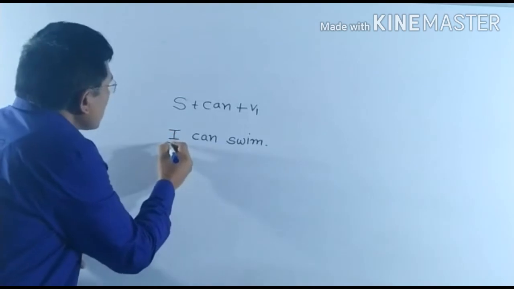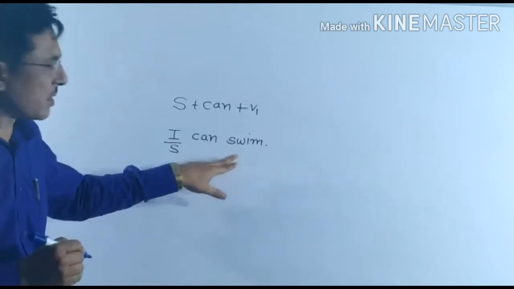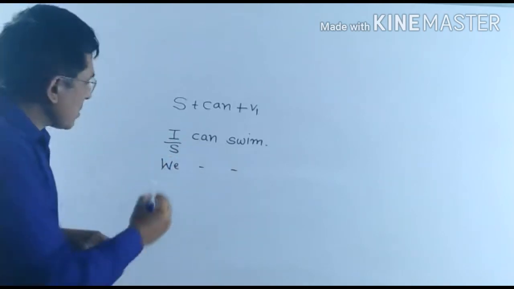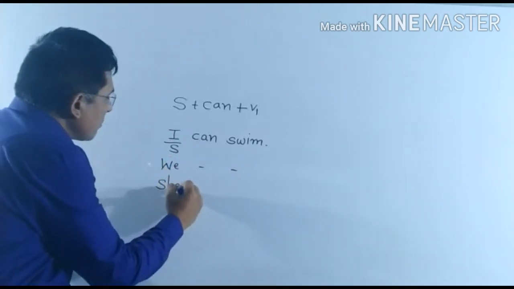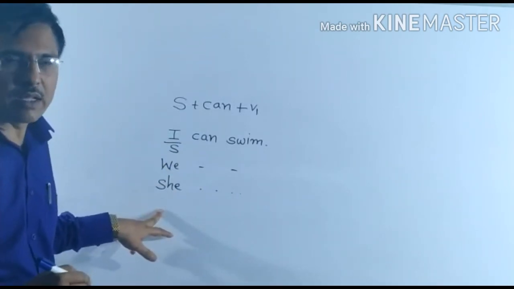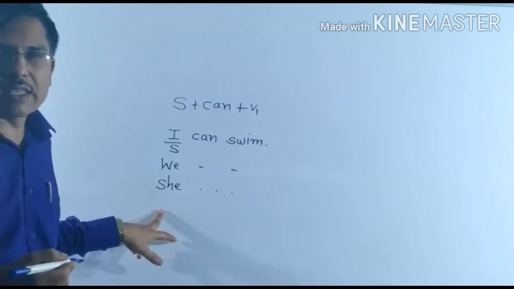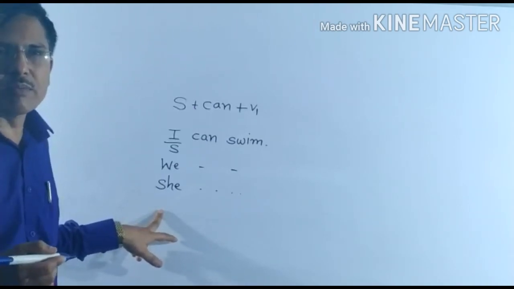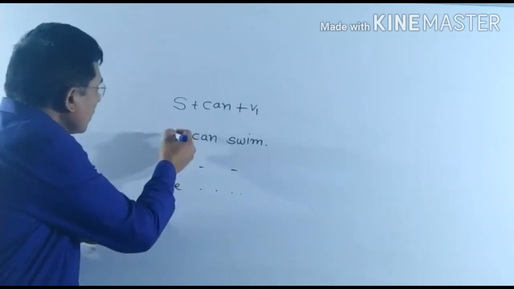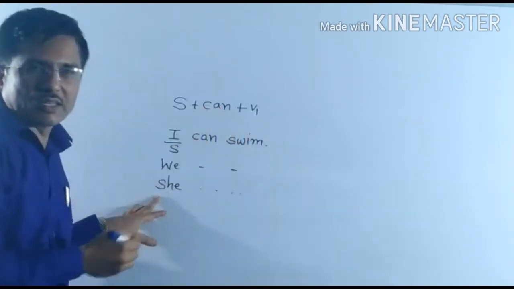We can use other subjects here also. We can swim. She can swim. They can swim. It can swim. My brother can swim. Your sister can swim. This boy can swim. These people can swim. In this way, we can use different subjects and make more sentences.